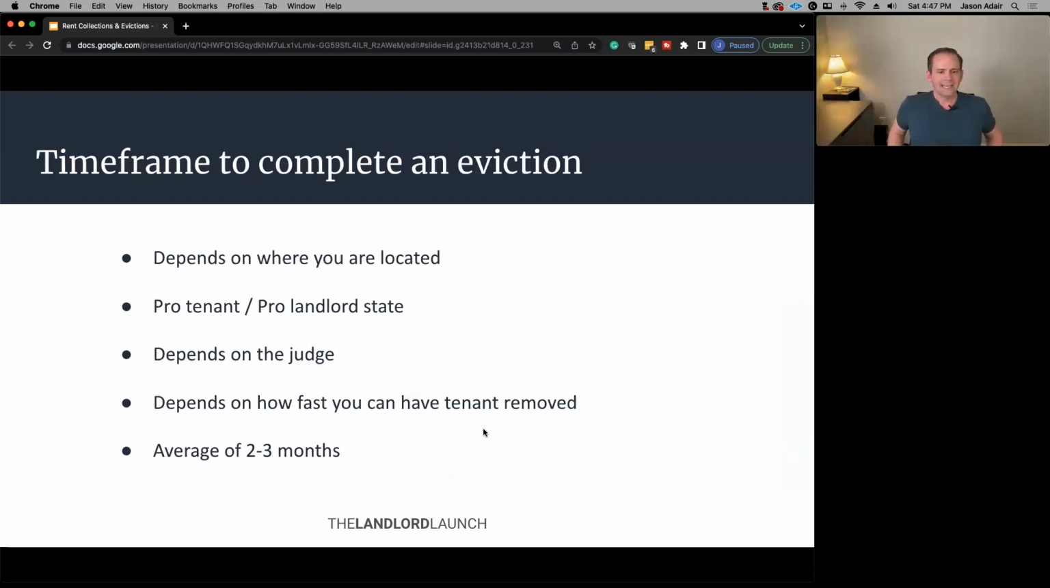How long does it normally take to get a completion of an eviction? This largely depends on where you're located and how the judge sees evictions. Is it a pro-tenant or a pro-landlord state? Yes, that's a real thing. And it's not just the judge. The judge may say, I agree that this person has violated everything you said, and here's your proof, but they really need a place to live, and we're going to give them a month to find a new place, so my possession date is here.